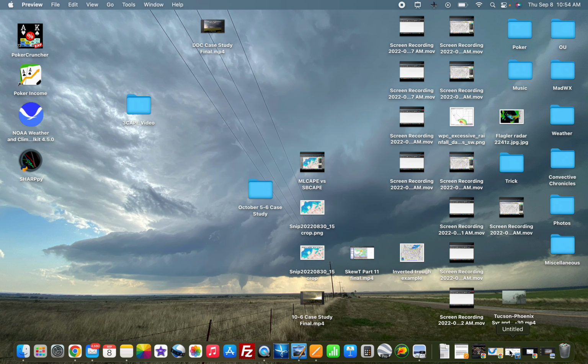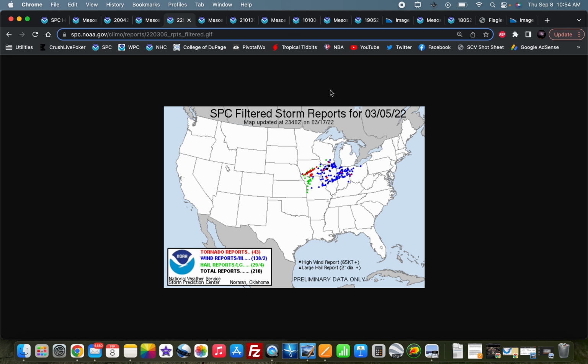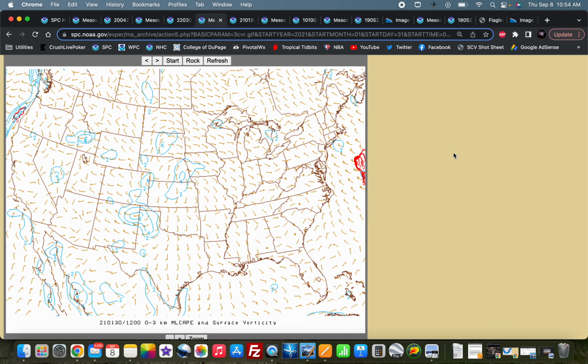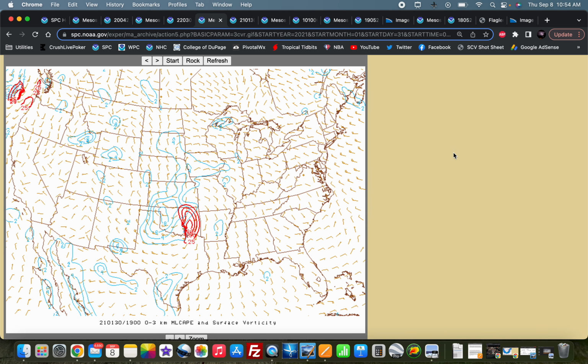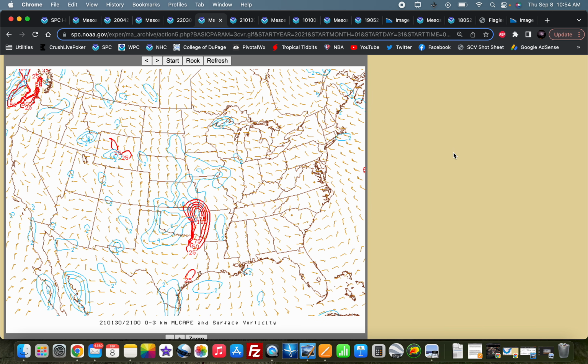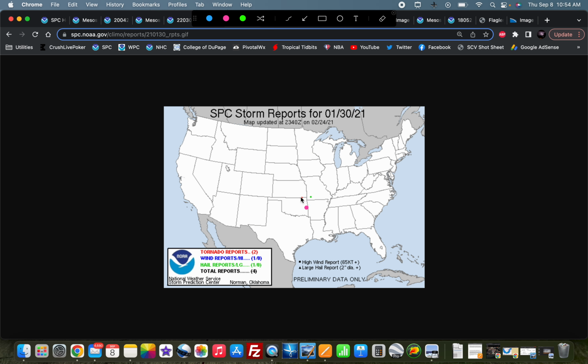So let's go back to our mesoanalysis here. This is for January 30th, 2021. Once again, notice that maximum right in northeast Oklahoma there. Very big 3 CAPE bullseye right there in northeast Oklahoma, with some surface vorticity to boot. And what do you know? Our tornado reports were up there in far northeast Oklahoma as well, right on the Kansas border, right near that bullseye.